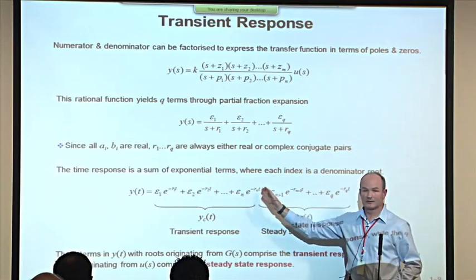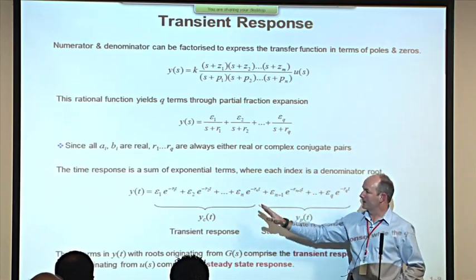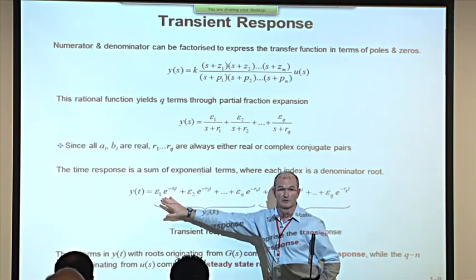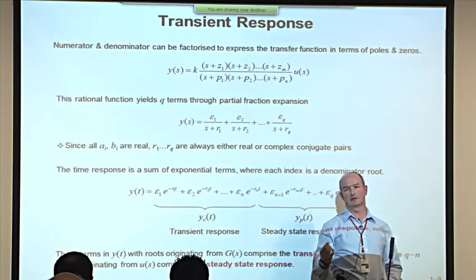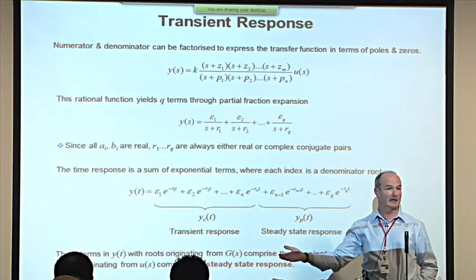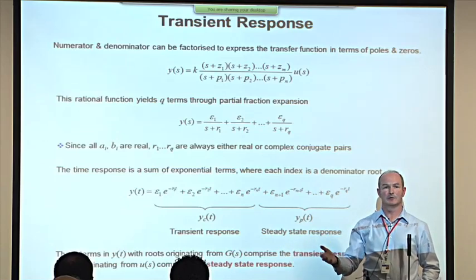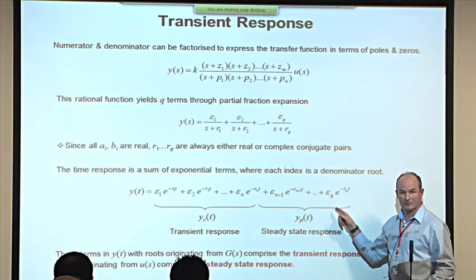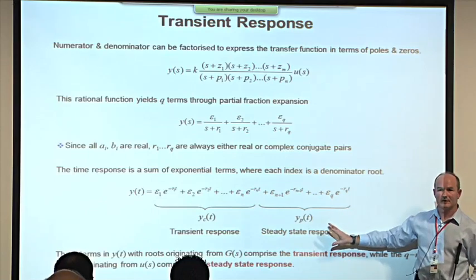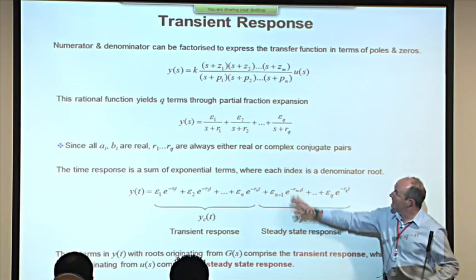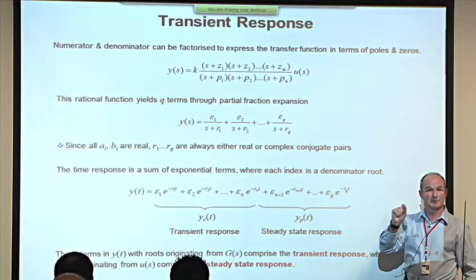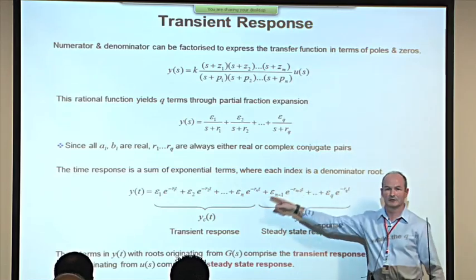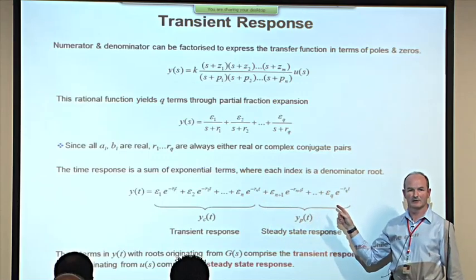So you can break this response into two distinct parts. The part where the exponentials come from the poles of the transfer function is known as the transient part of the response. That's the part that will decay away if it's a stable system. And the remaining q minus n terms are what's called the steady state response, because these terms came from U(s). So as long as U(s) persists, these terms will persist. This gives us the steady state.